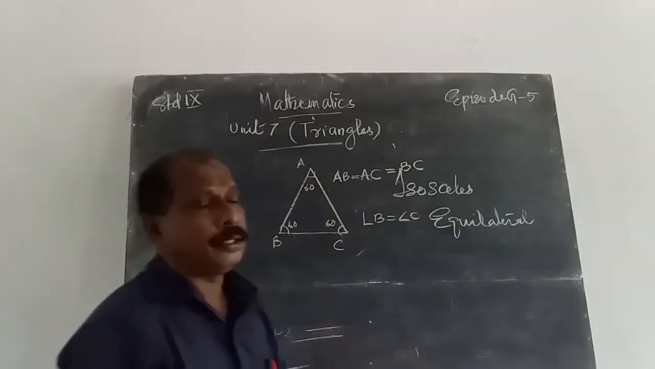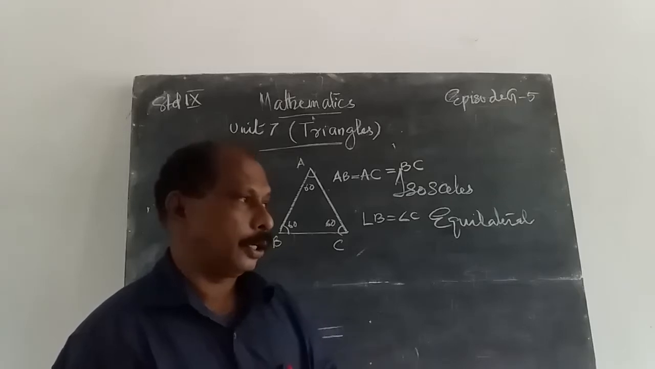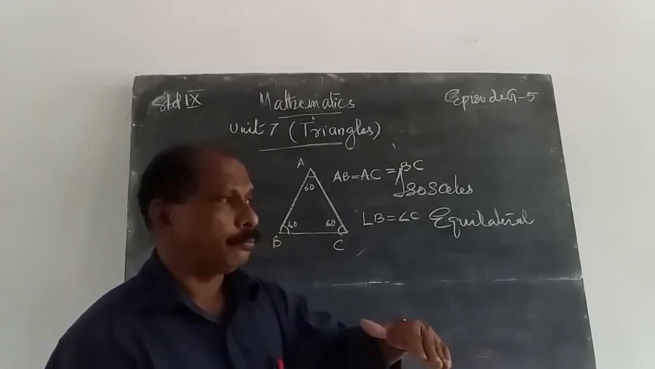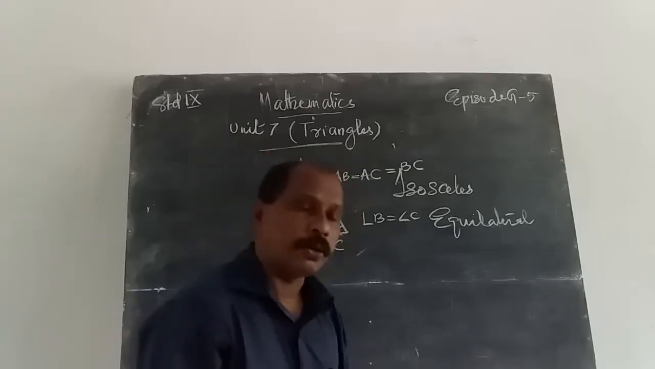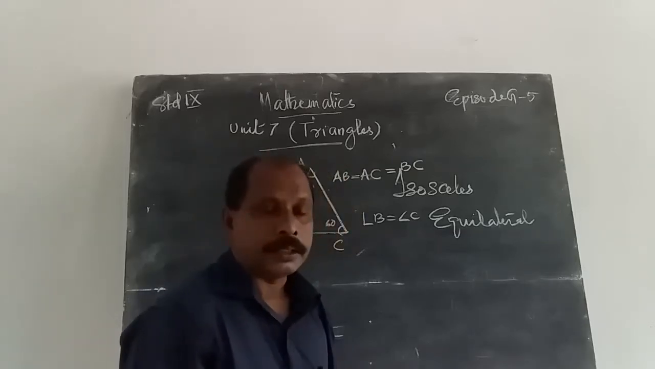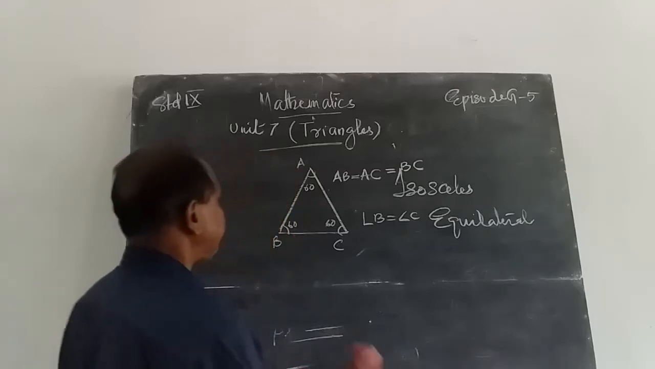If one angle is 90 degrees, that is right angle triangle. If the other two sides, that is base and altitude, are equal in measure, it is also known as isosceles right angled triangle.